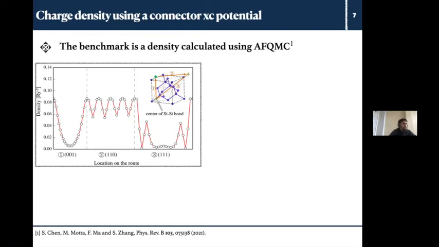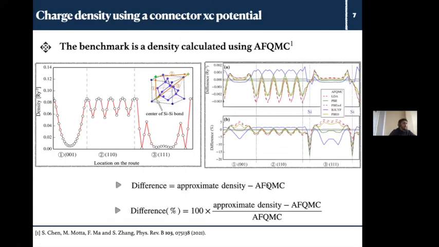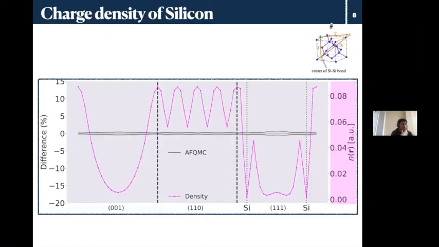Okay, in the same reference, they show the difference between the QMC density and the approximate densities coming from DFT functionals. And here we have just the percentage difference. So what I did is to reproduce some of these functionals and add the connector in order to compare. So here the magenta line is the density.